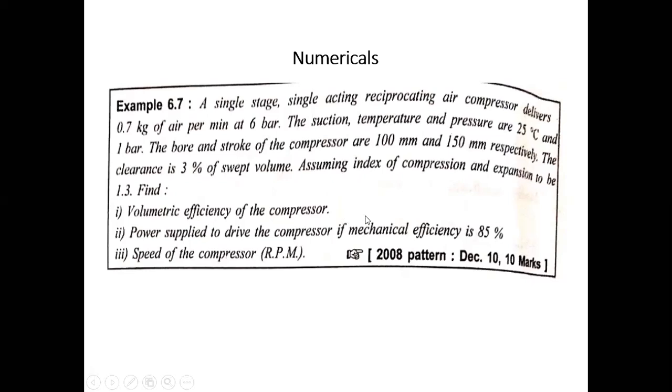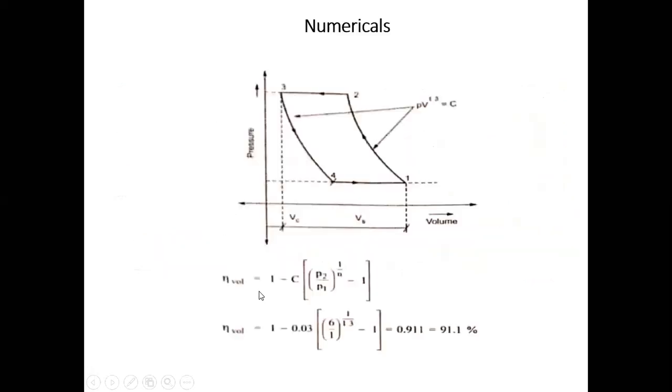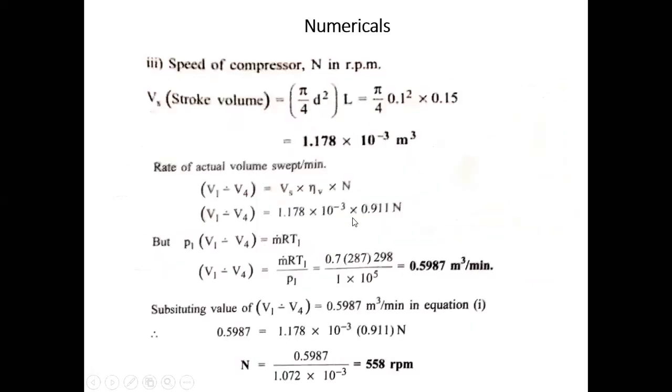an internal combustion engine. The speed of a compressor, again, I have told you how to find out the speed of a compressor. For that purpose, we need to take into account the volume flow rate of a compressor. For that purpose, we need to know the actual swept volume and the theoretical swept volume. So from that, we can easily find out the RPM of a compressor.